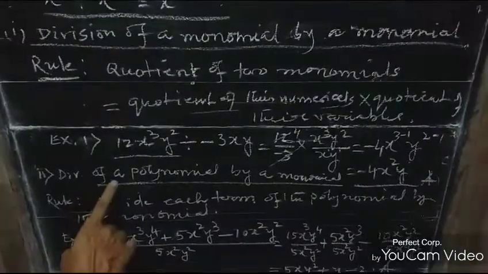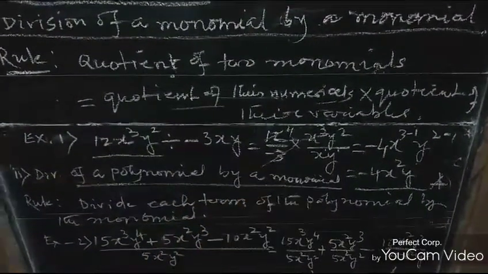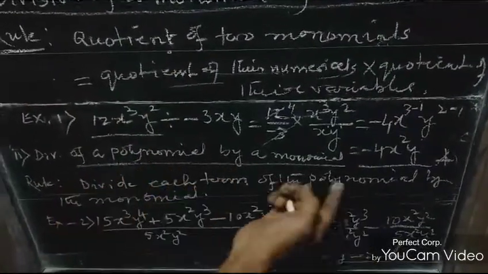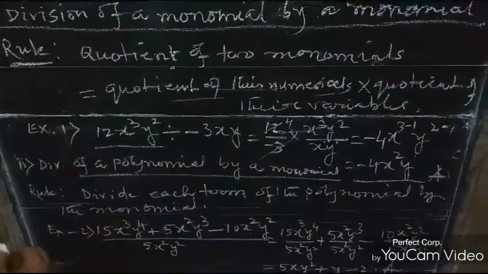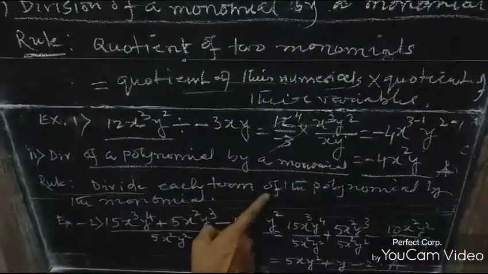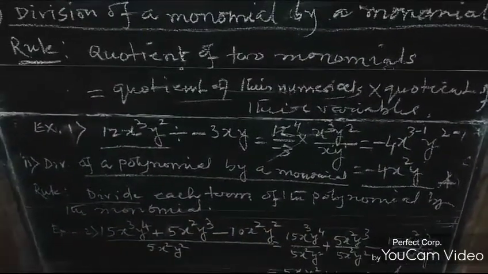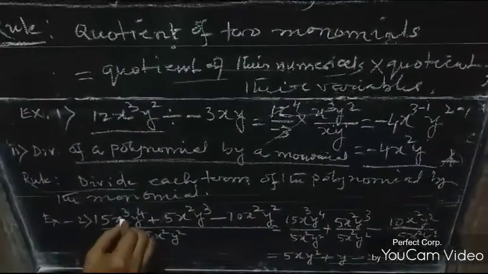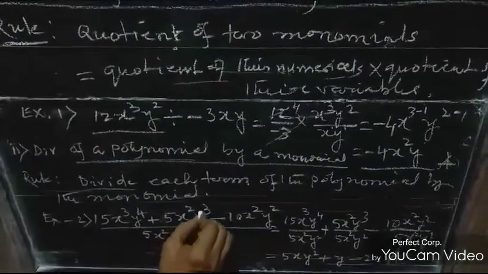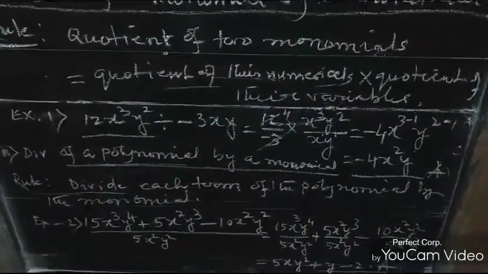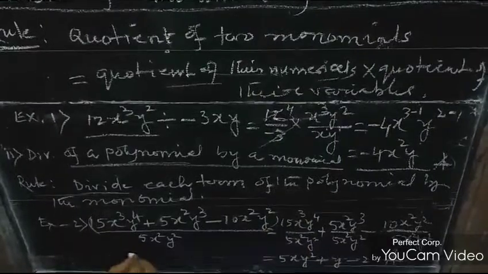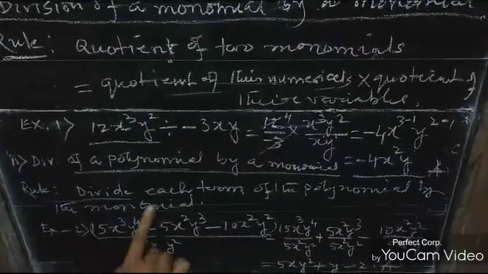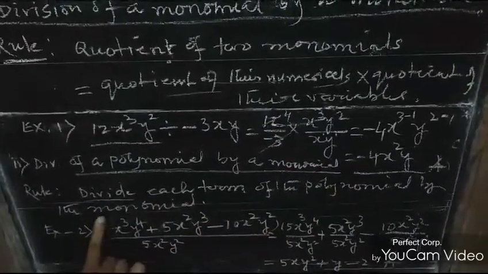Next is division of a polynomial by a monomial. It was monomial by monomial before; now it's a polynomial by a monomial. The rule is to divide each term of the polynomial by the monomial. Suppose the polynomial given is 15x cube y4 plus 5x square y cube minus 10x square y square. You need to divide this by the monomial 5x square y square. The rule is to divide each term of the polynomial by the monomial.